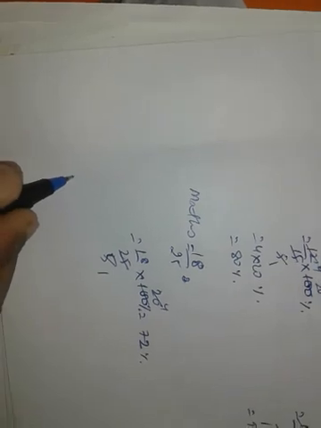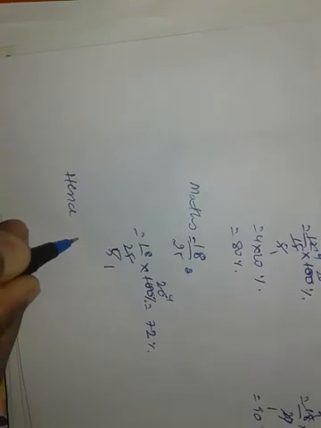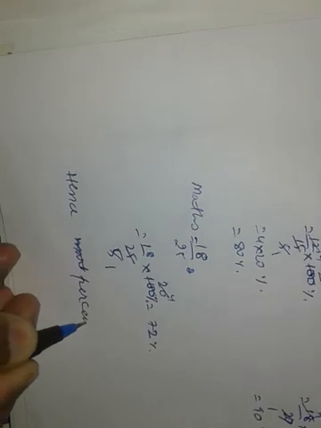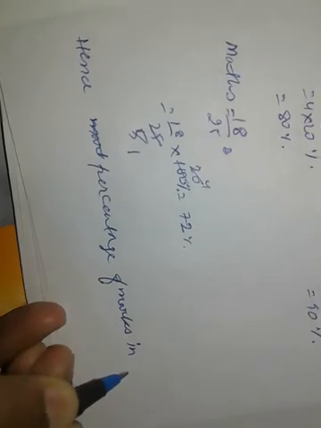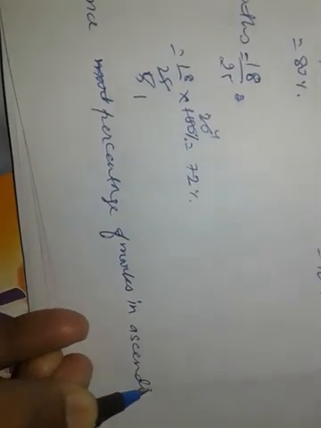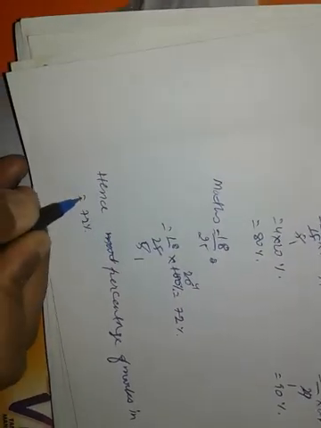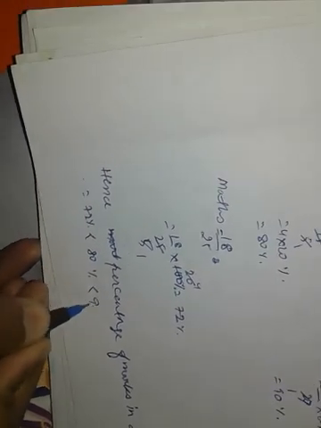So we have to arrange in ascending order. Hence the percentage of marks in ascending order: first of all we have 72%, which is less than 80%, and that is less than 90%. So this is the arrangement.